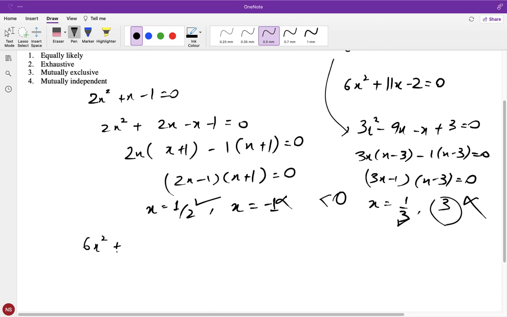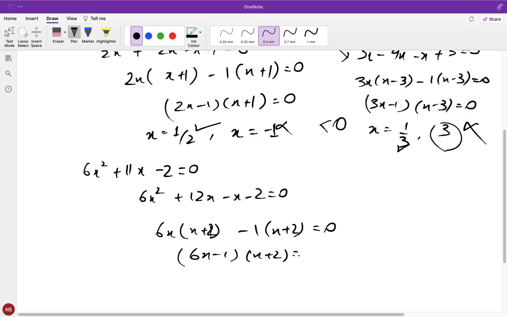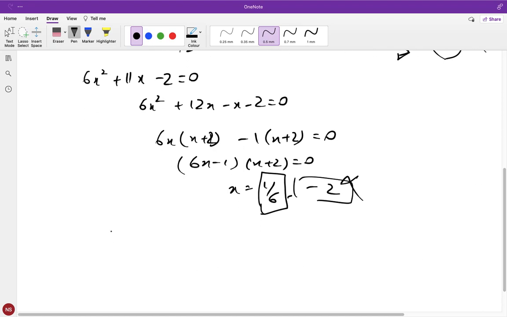Let us look at the third equation. Again factorize. Take 6x common, x plus 2 minus 1, so (6x minus 1)(x plus 2). So x equals to 1 by 6 or minus 2. Again, probability less than 0 is not possible. So 1 by 6 is the probability. So the three events have the probabilities of 1 by 2, 1 by 3 and 1 by 6.